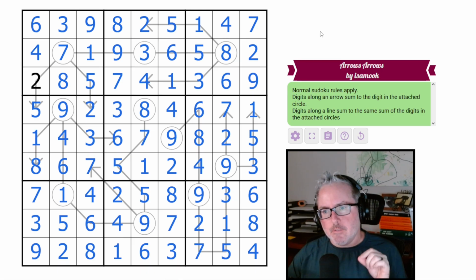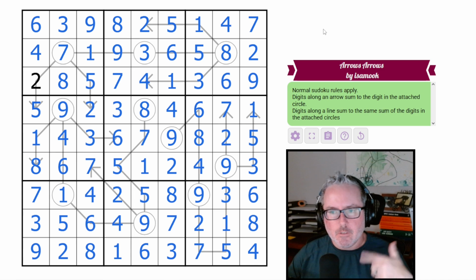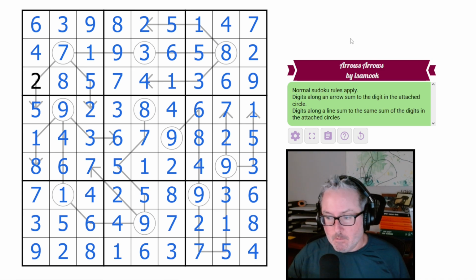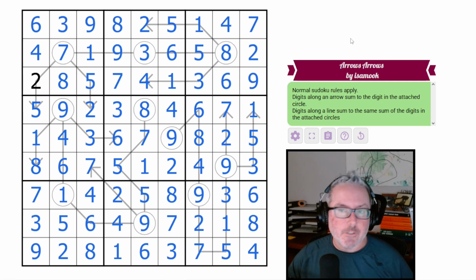I'll have to take a look to see if isamook is someone who's done multiple puzzles before, or this might be one of their earlier ones. I'm not quite sure, but I'll have to do a little research for myself.